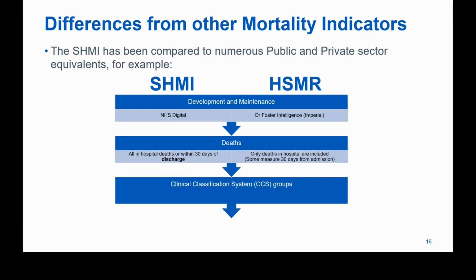In terms of the clinical classification system group, as I've said, we look at all 260 of them, but obviously aggregate the 260 to 142 models, but all 260 are included. In terms of the HSMR, it looks at 56 of them, but they are the big ones, so that accounts for over 80% of in-hospital deaths.